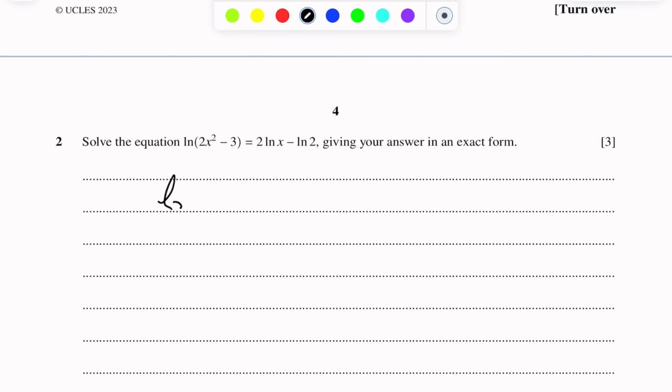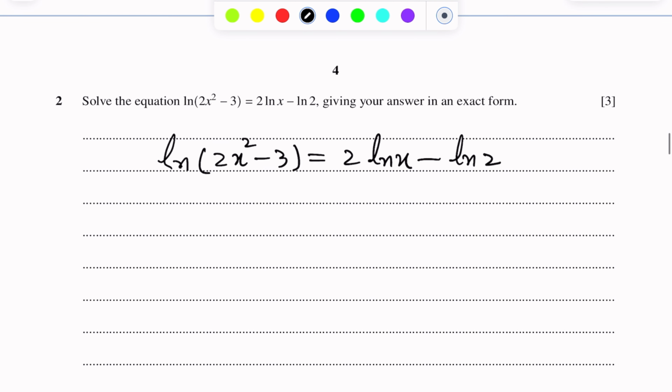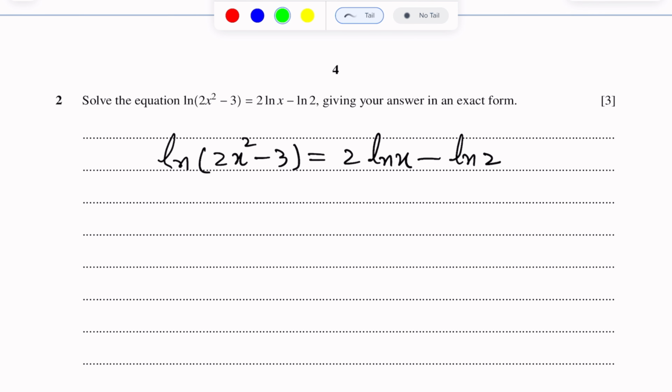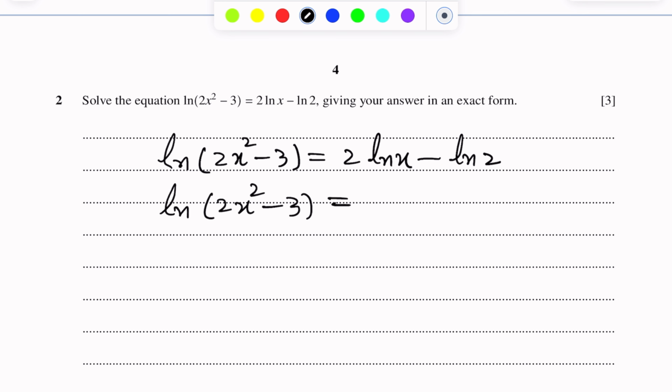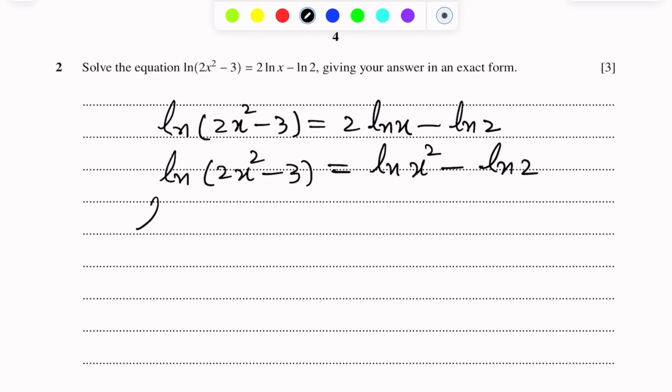ln means natural log with base e. ln(2x² − 3) = 2 ln x − ln 2. Now we use here log properties. By the power property, this 2 will move to the power of x. So we can write it as ln(2x² − 3) = ln x² − ln 2. The left hand side remains the same.